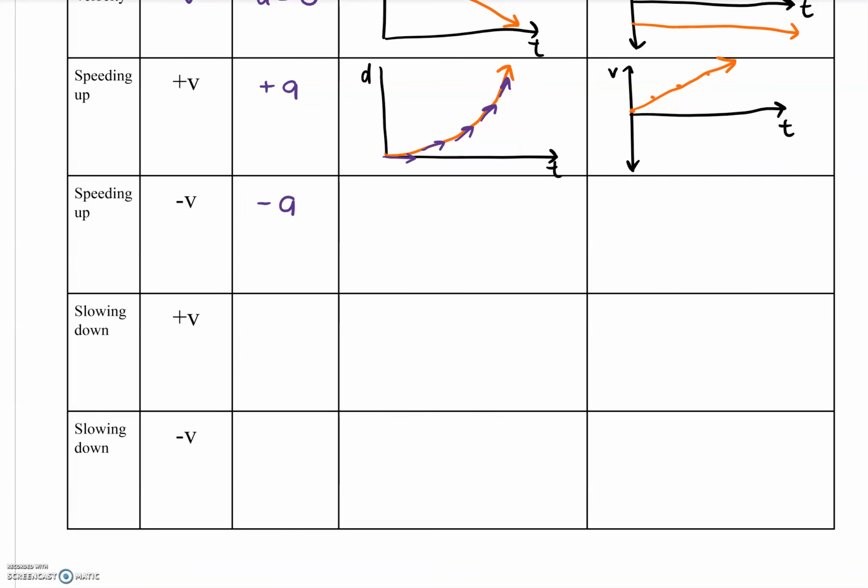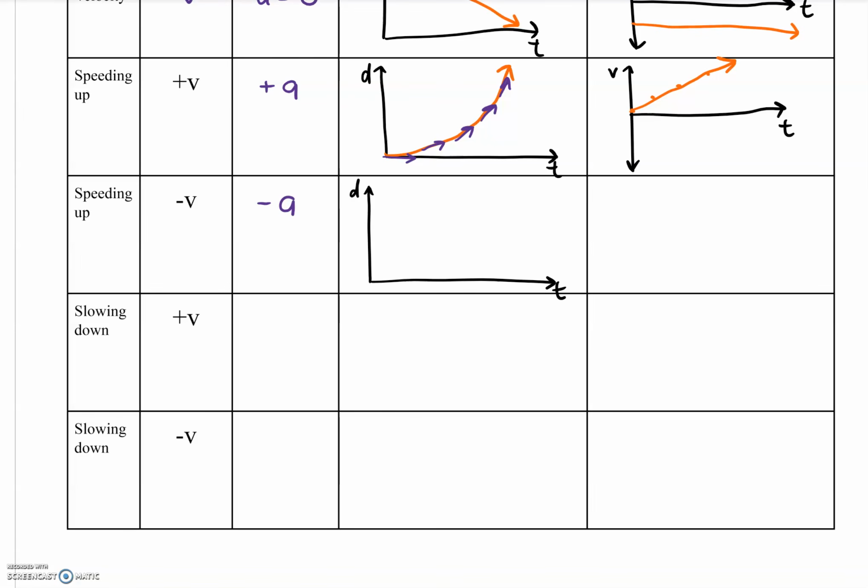All right, talk about speeding up, but in the negative direction. So obviously this means that we're going to be moving downwards. Our position is going down, but it's going down more and more as time goes on, okay? So first let's just set up our graph over here.